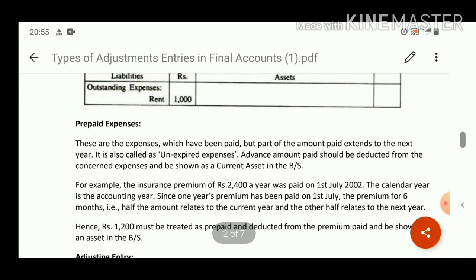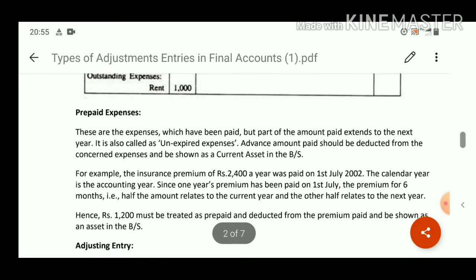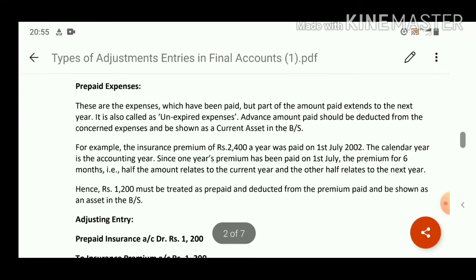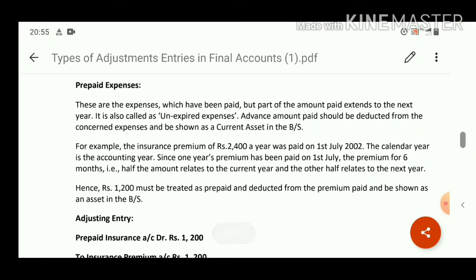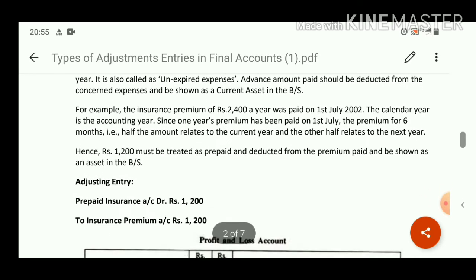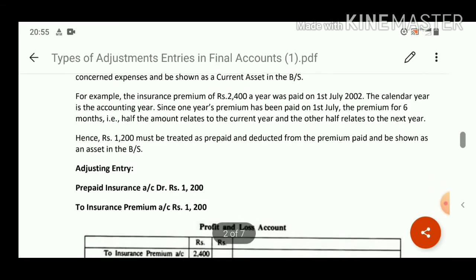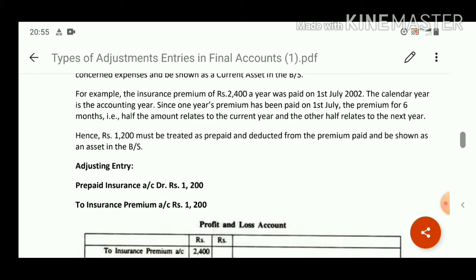Similarly, prepaid expenses will be there. Prepaid expenses are the advance amount paid for services that are not yet availed. So they are my current assets. What I am going to do is deduct the prepaid or advance payment from that particular expense and simultaneously record it on the asset side as a current asset.